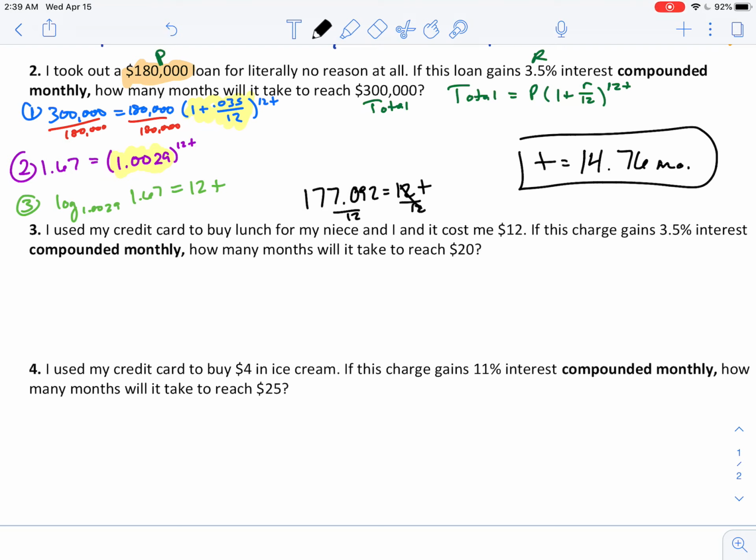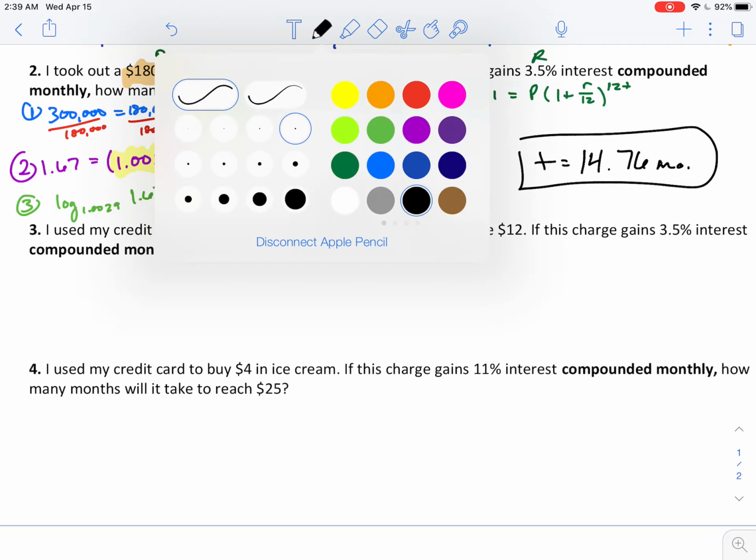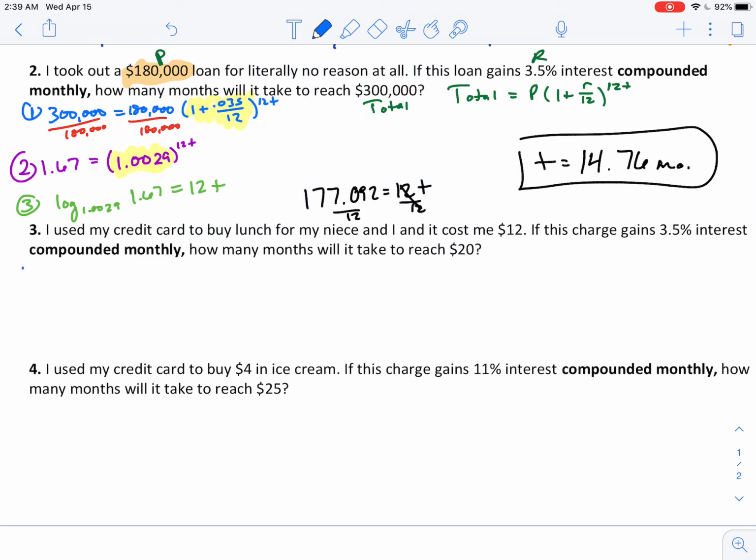So I'll divide that number, 177.092, divided by 12, and I'll get 14.76 months. So a little over a year.